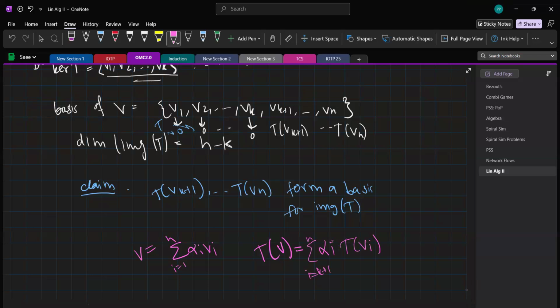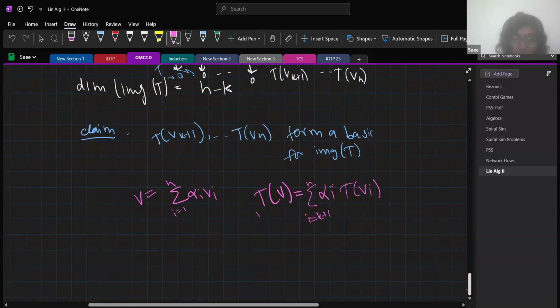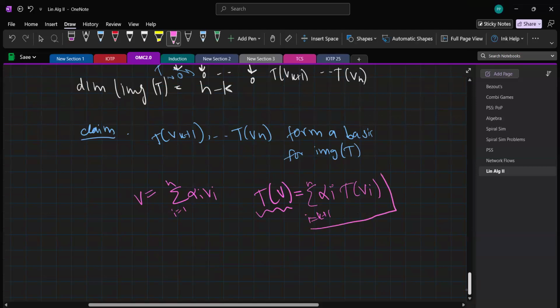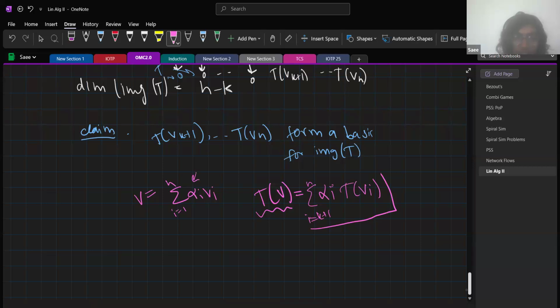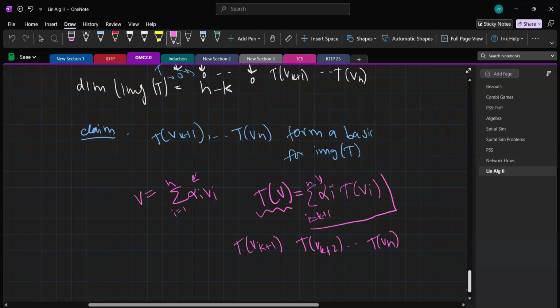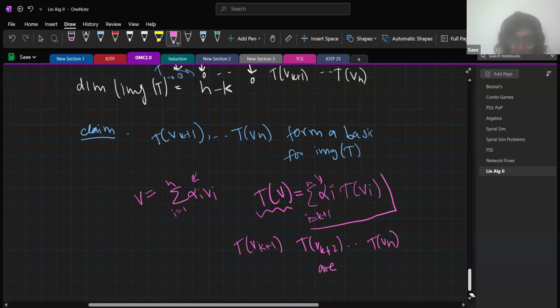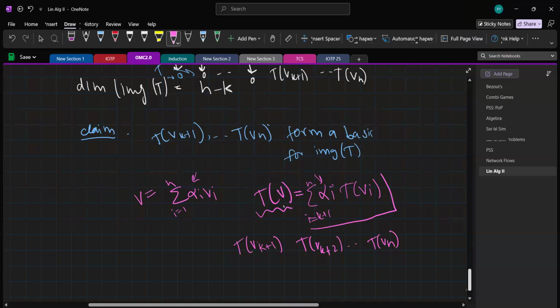So you have T of any V, you can write as a linear combination of T of Vk plus 1 to T of Vn. And this we also know is unique, because the alpha is unique, so over here also the alpha is unique. So we can say that T of Vk plus 1, T of Vk plus 2, and all bases have equal dimensions. So, what cardinality? Yeah. Very neat. How does i equals 1 change to i equals k plus 1?